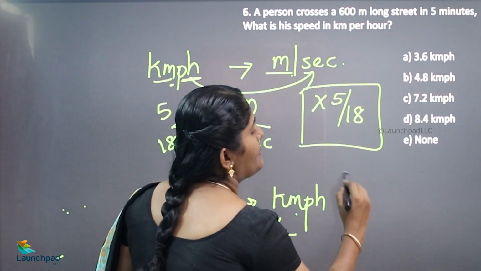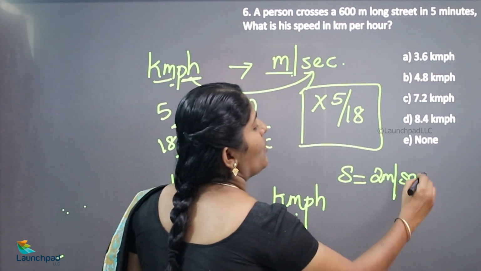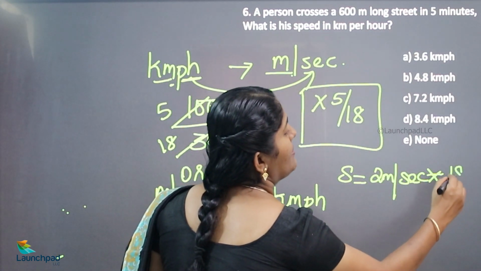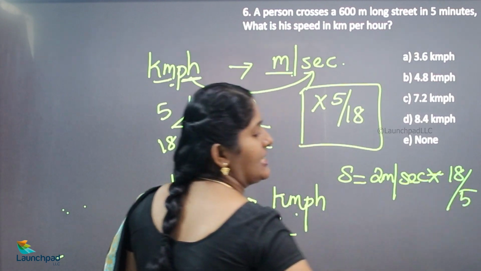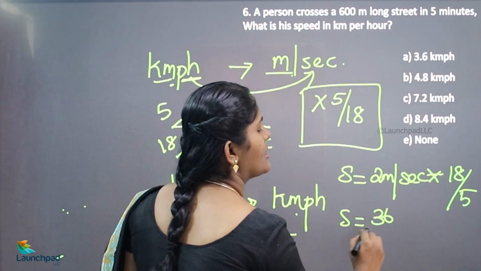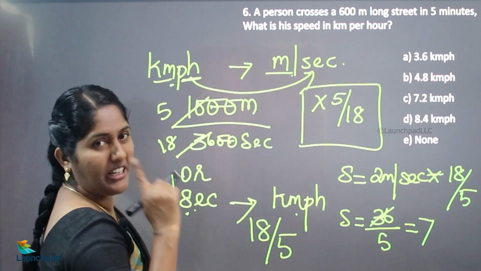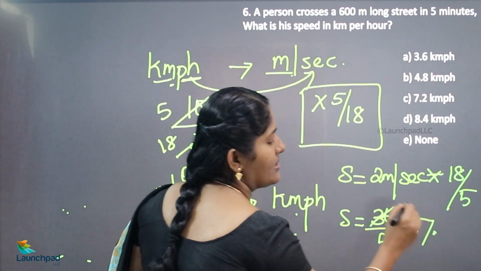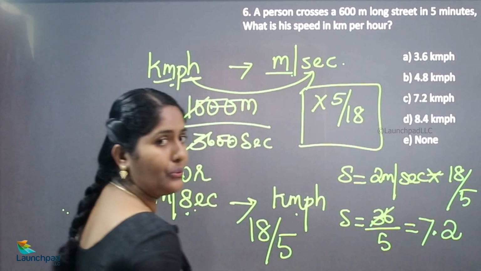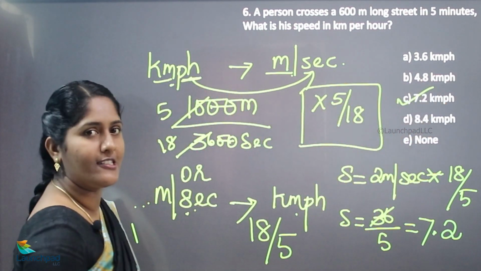Okay, so the speed is 2 meter per second. Now we want to convert that meter per second into kilometer per hour by multiplying with 18 by 5. So speed is equal to 36 by 5. 7 5s are 35. Remainder 1. Remainder 1 means we add a 0, that is 2 5s are 10. So 7.2 kilometer per hour. Your answer is option C.